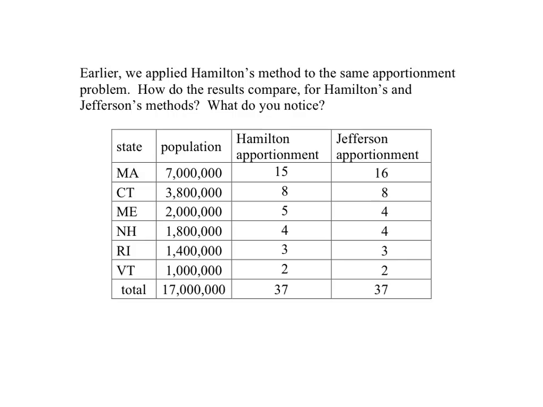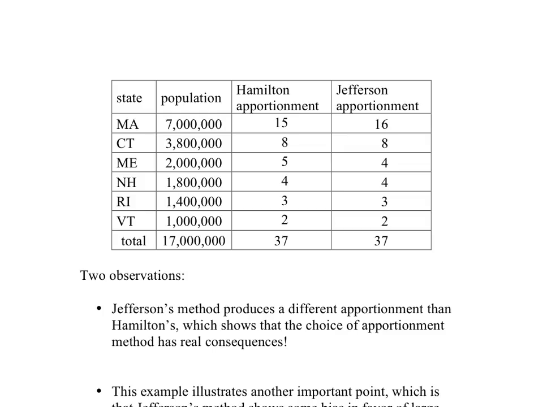So earlier we applied Hamilton's method to a certain apportionment problem, and now we've applied Jefferson's method. The question is, how do they compare, and what do you notice? Well, the salient difference is that they're not the same apportionment, and in particular, Jefferson has given one extra seat to Massachusetts compared to what Hamilton gave, and that comes at the expense of Maine.